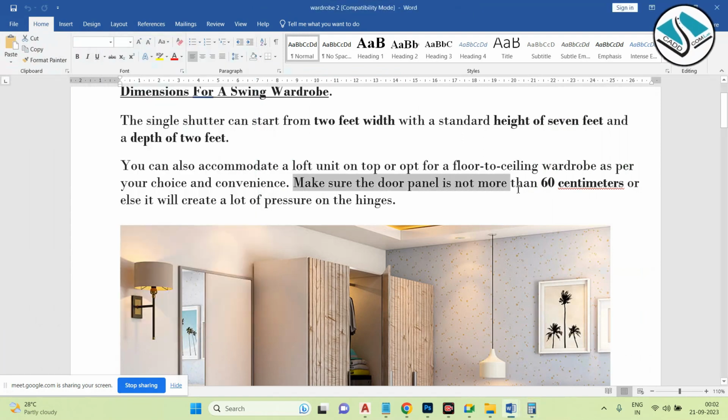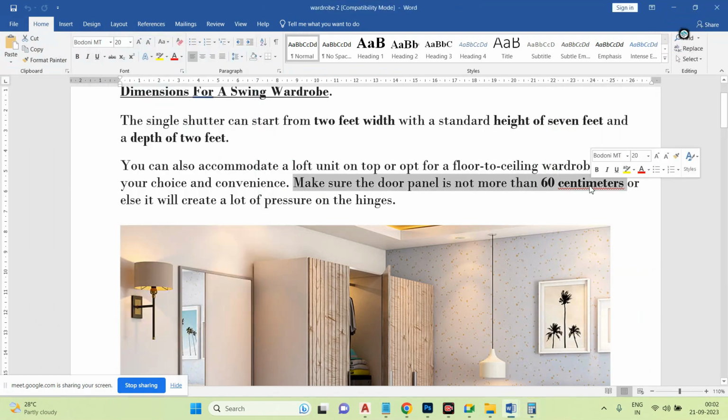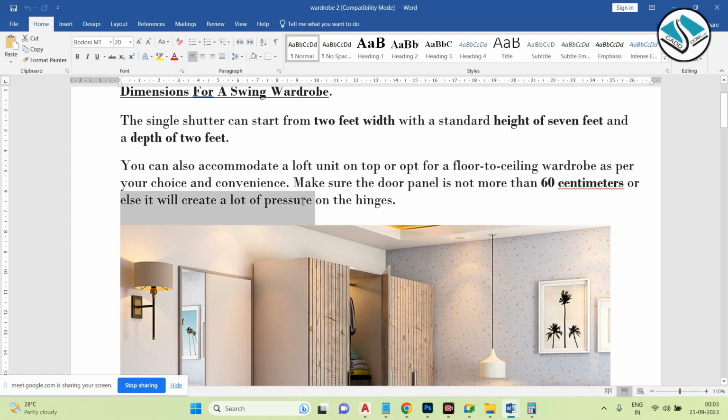It's also important that the door panel is not more than 60 centimeters. Yes, it's very important. Not more than 60 centimeters. Why? It will create a lot of pressure on the hinge, so that's why we use 60 centimeters. There are so many technical terms, so that's why we use it.